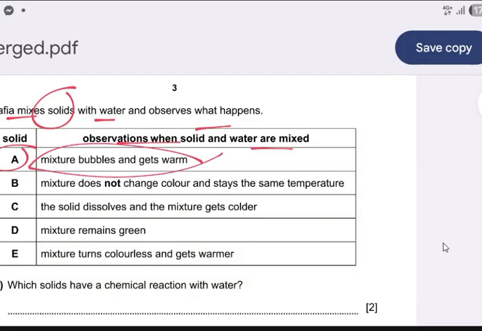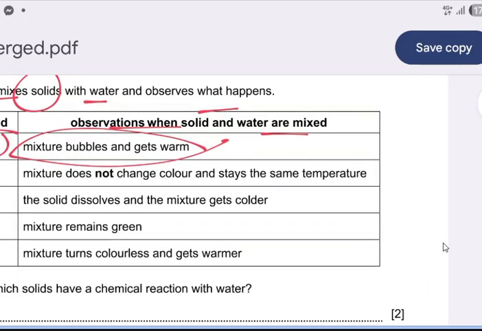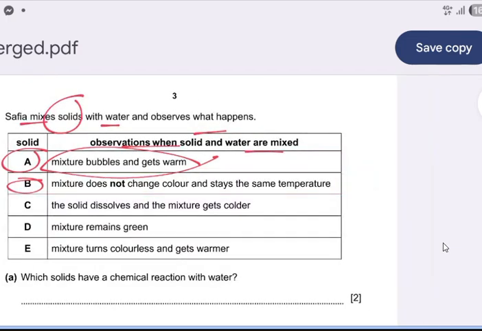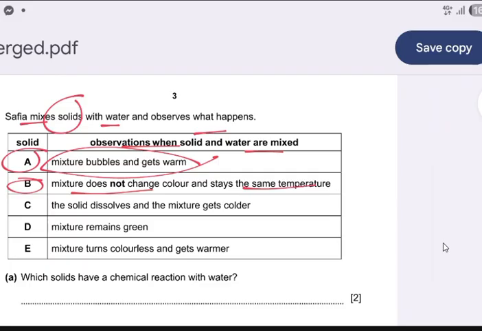Mixture bubbles, so now there is a chemical change. Something happened, right? Yes. There is a reaction because I can see bubbles. How do I know? I can see bubbles, it means gas, and also there is a change in the temperature. But when she mixes the solid letter B with the water, what happened? Doesn't change color and stays the same temperature. So this is a physical change, right?